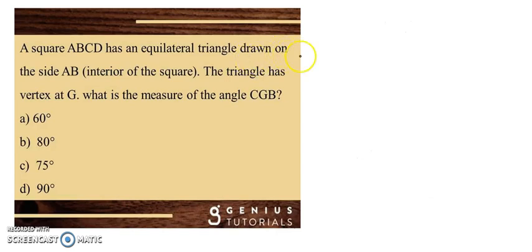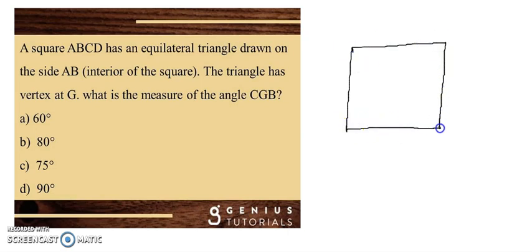In this question it is asked that a square ABCD has an equilateral triangle drawn on side AB. Let us draw a square. This is side AB. ABCD is a square, and it is given that an equilateral triangle is drawn on side AB in the interior. Let us say this is an equilateral triangle with vertex G, and we have to find the measure of angle CGB. We have to find this angle.